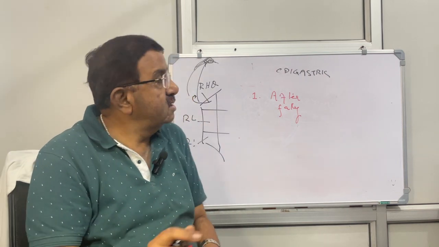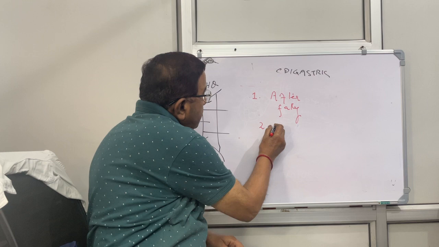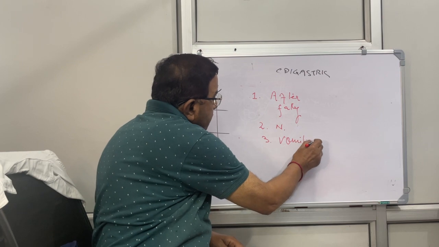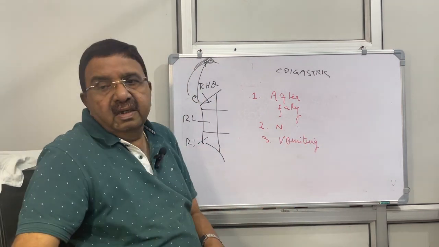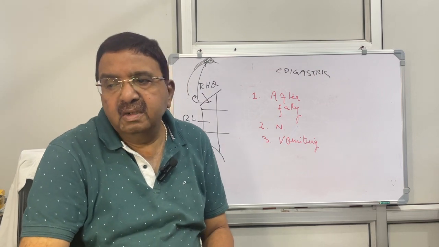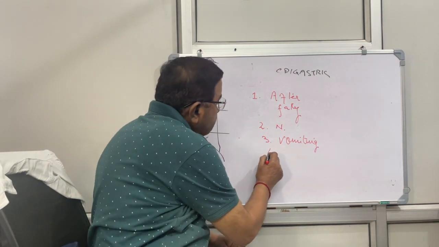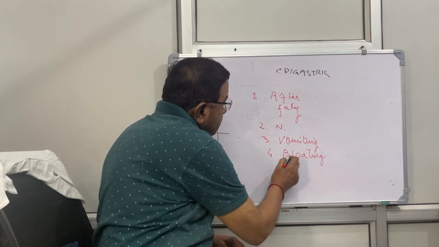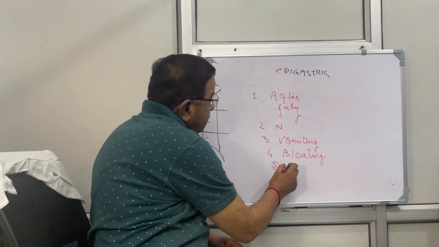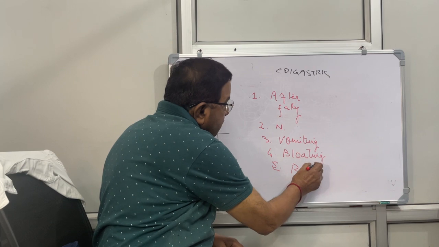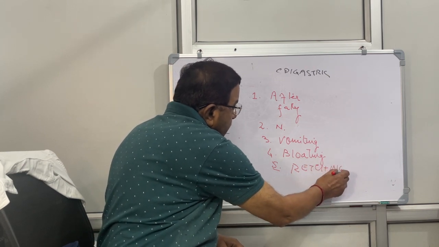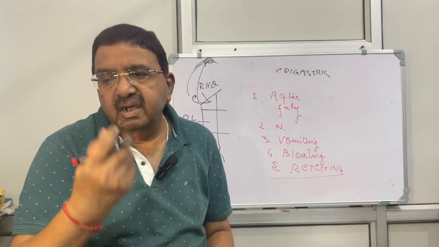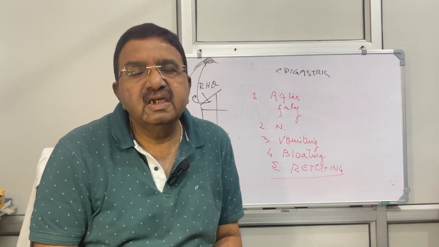Number two, there is nausea, vomiting. Number three, bloating of abdomen. Bloating means the patient will say my abdomen is getting distended. Bloating of abdomen. And number five, retching, belching. Retching, gastric irritations, sour belching. And hiccups.